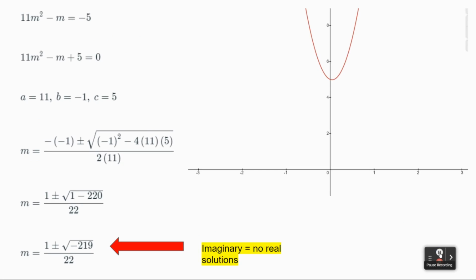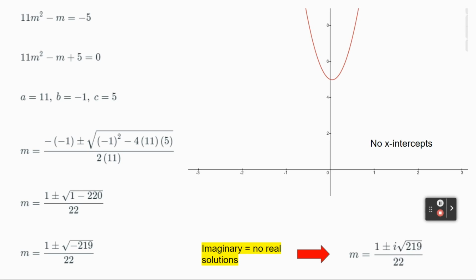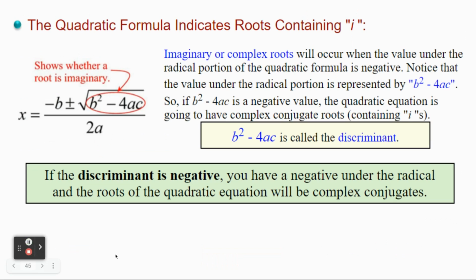The graph of this particular equation looks like this. Notice how there are no x-intercepts because we can't graph any real x-intercepts. There are only imaginary x-intercepts, and it wouldn't be visible on this graph. Your final answer, if you were to simplify this further by factoring the i out of the radical, would be 1 plus or minus i times the square root of 219 over 22. Two imaginary solutions.